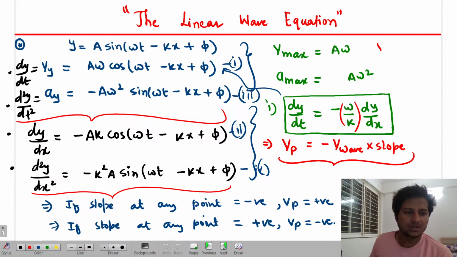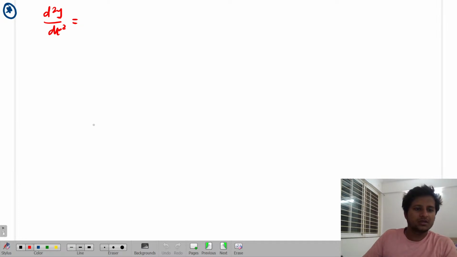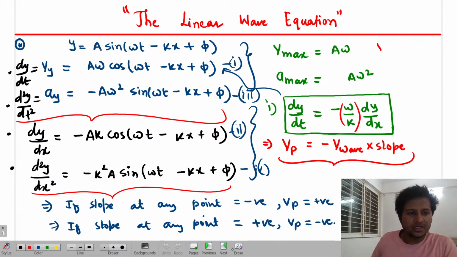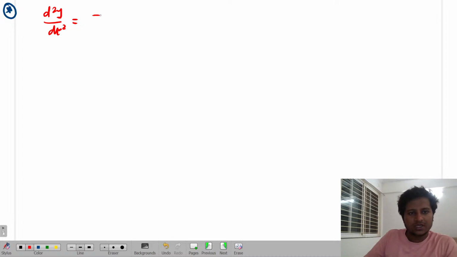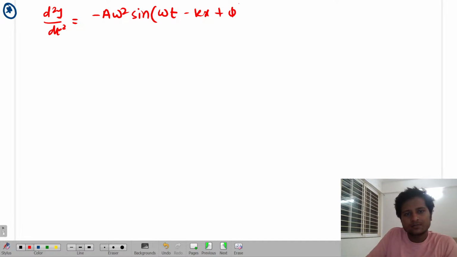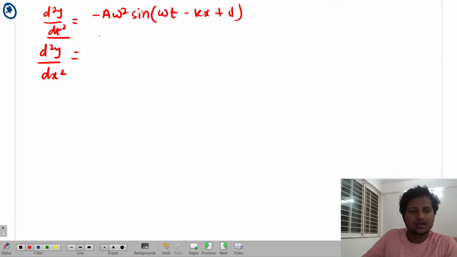See, that's simple. d2y by dt square is minus a omega square sin(omega t minus kx plus phi), divided by d2y by dx square. So almost I have divided that only now.